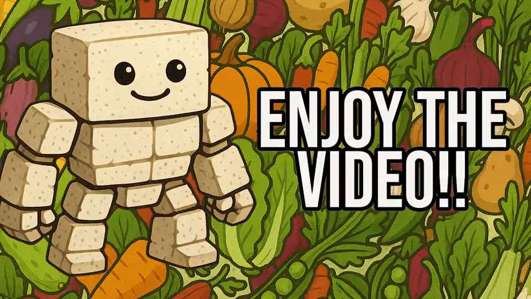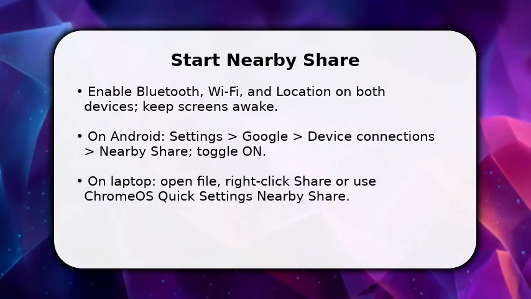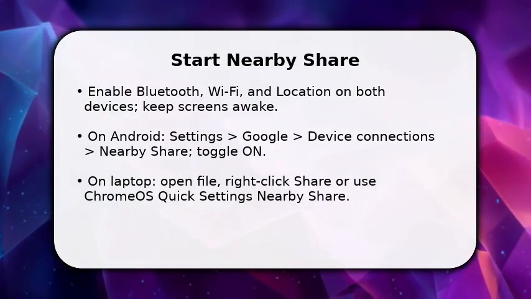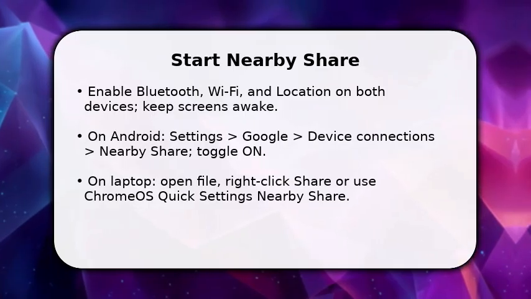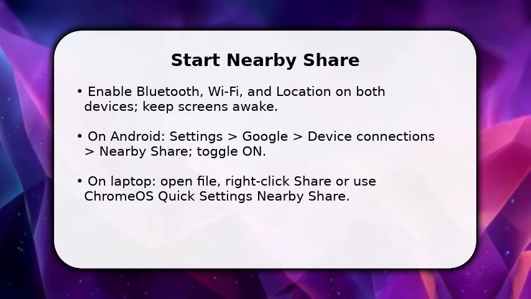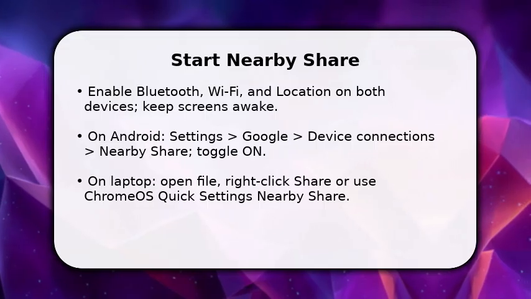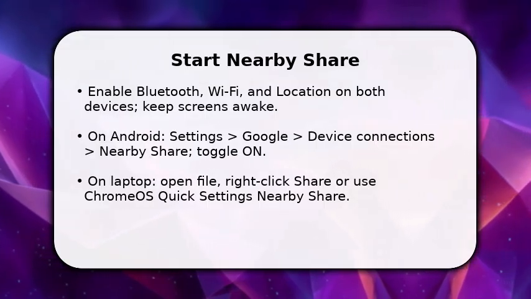Please enjoy the video. You begin by preparing both devices. Turn on Bluetooth, Wi-Fi, and location because Nearby Share needs them to discover peers quickly. Once done, enable Nearby Share on your Android under Google Device Connections and open the Share menu on your laptop or Chrome OS Quick Settings.